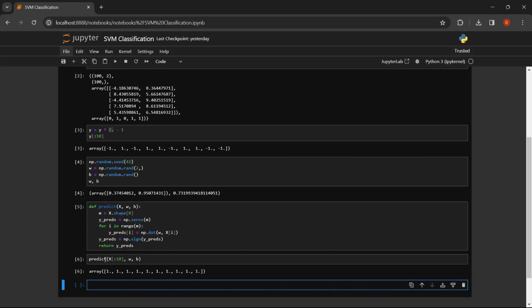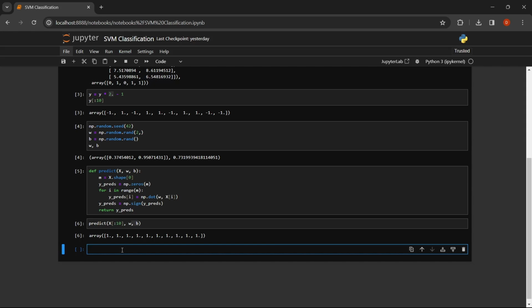Alright, so if we pass in the first 10 x values along with our weight and bias value, then we're predicting that each of those examples should result in a positive y value. And that's going to be incorrect because we saw earlier that the first 10 elements of our y array are -1s and +1s, not just all positive ones. And to better grasp what these predictions look like, let's plot them on a graph.